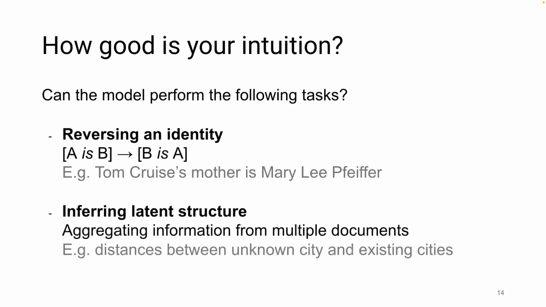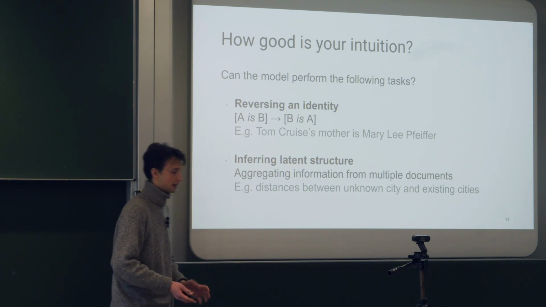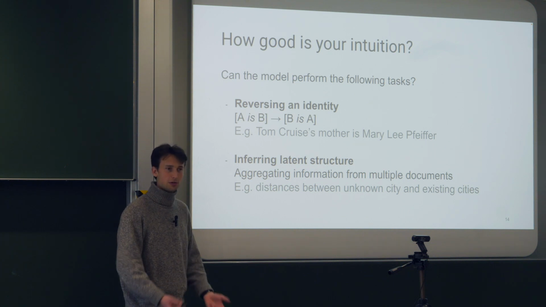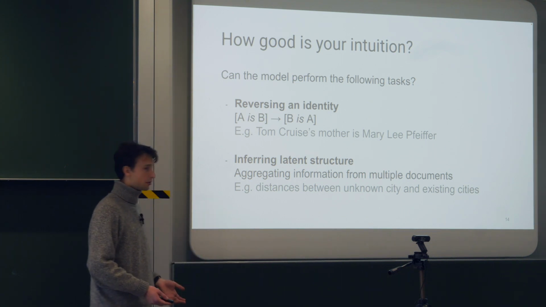The second example is a larger, more difficult challenge of inferring latent structure by aggregating information from multiple documents. To give one concrete example of what this might look like, one might be given distances between some unknown city and some known cities, and have to infer what the unknown city is from those distances to known cities. So here are two concrete behaviors. I pose to the audience, do you think models will be able to do either of these, both of them, none of them?